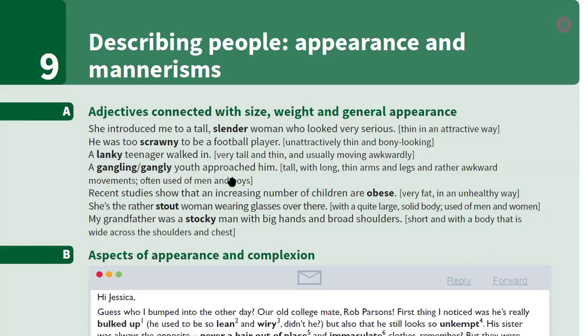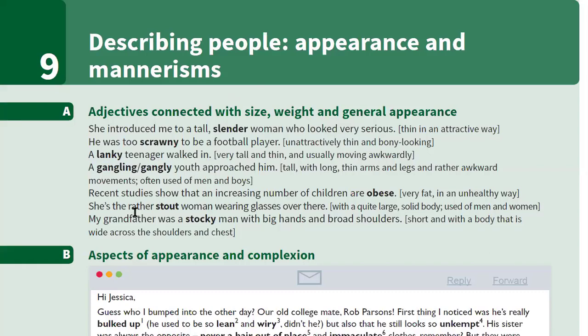Okay, so another word: gangling, or gangly. A gangling youth approached him, standing tall with long, thin arms and legs and rather awkward movements, often used of men and boys. Again, this word is talking about size, weight, and general appearance.